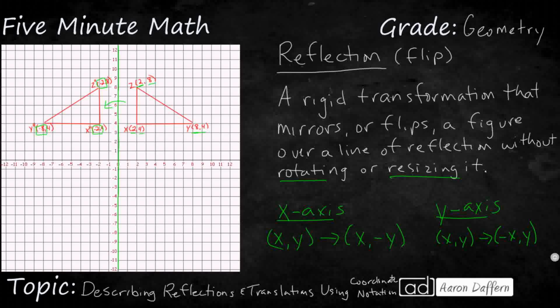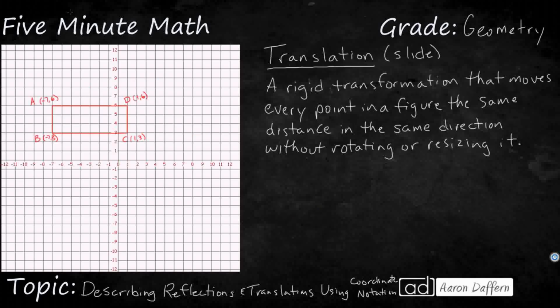So let's think about what happens when we translate or we slide an object. So a translation is a rigid transformation. Once again, it keeps the shape and the size, but it moves every point in the figure the same distance without rotating it or resizing it. So it's like you put your hand on the shape and you're just going to slide it up, down, left, or right.